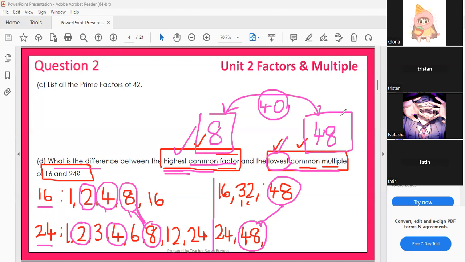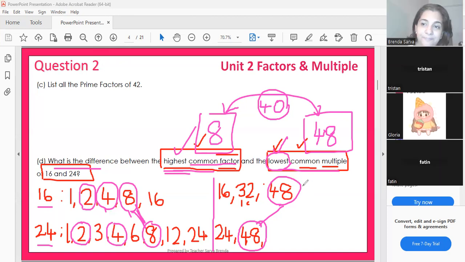Do you understand this so-called complicated question? Faham ke? Or are you all scratching your head? Tristan, Gloria, Natasha, macam mana? Can do? What do you think about this?